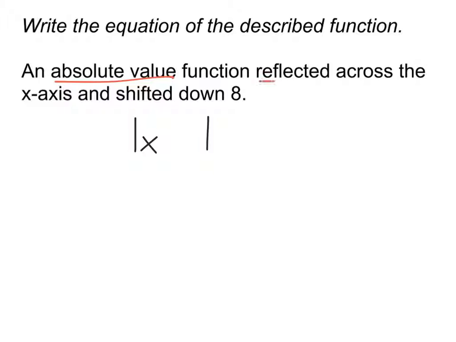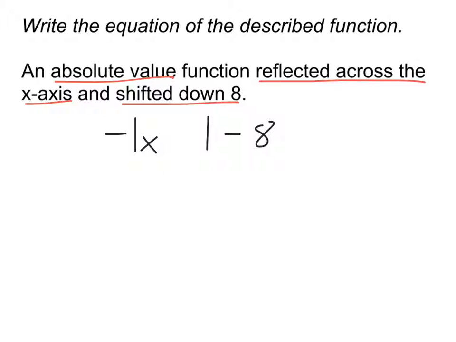All right, the next thing I hit is reflected across the x-axis. Now that reflection across the x-axis means we have to make it negative. Specifically, the negative goes in front of the function. It doesn't go inside the absolute value, it goes out front of it. All right, then we have the shifted down 8. Well, since it's up and down, that means it's hanging on the end. So down 8 is going to be hanging on the end.